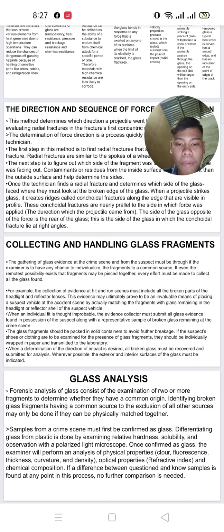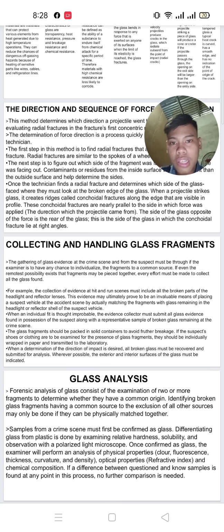Differentiating glass from plastic is done by examining relative hardness, solubility, and observation with a polarized light microscope. Once confirmed as glass, the examiner will perform an analysis of physical properties: fluorescence, thickness, curvature, and density; optical properties: refractive index; and chemical composition. If a difference between known and questioned samples is found at any point in the process, no further comparison is needed.